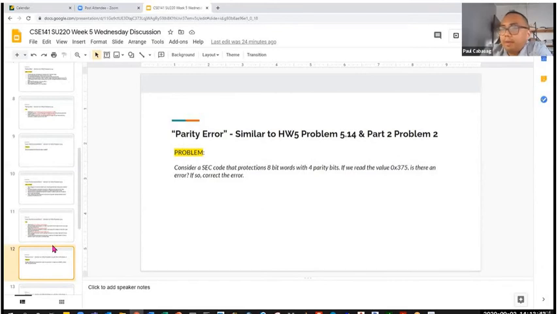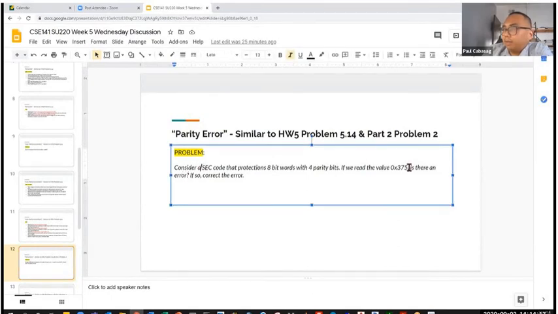And this leads me to the parity error. So this is also in 5.14, and in part 2, problem 2. So for this, for one of those codes, SEC or DED, you're given a word and then parity bits, and also a hexadecimal value, which you have to expand into data and position. And then from the parity value, you're going to see if you have an error, and if you do, then you have to correct that.